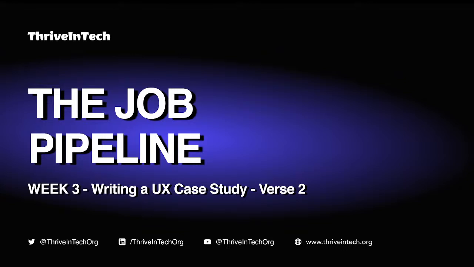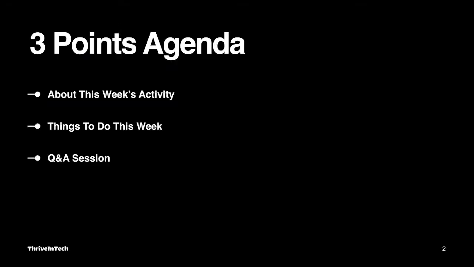So I don't think there's any other thing that we need, right? Everything is settled. The only thing we need to do right now is just to keep working on our case study. So it's a 3-point agenda. The first thing is to talk about this week's activity. The next one is to tell us what we need to do this week going forward, and the last thing on today's agenda is the question and answer section.